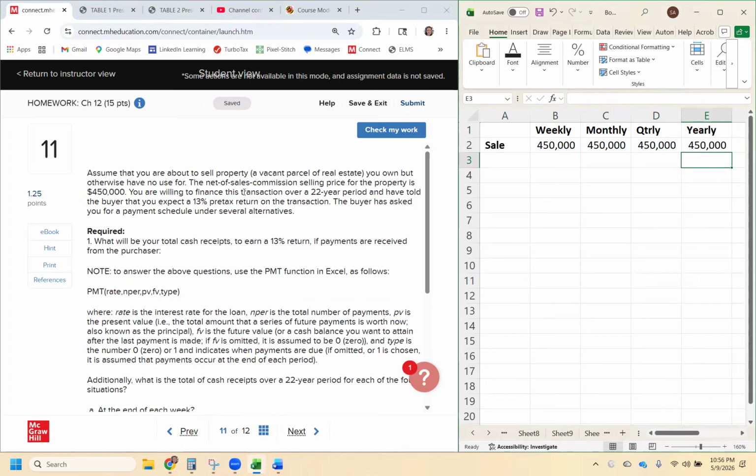Okay, you're willing to finance the transaction over a 22-year period. Wow, so you're going to hold the loan for the person who's buying it from you. So it's going to be 22 years, whether they pay you every week, month, year, quarter, it doesn't matter. It's still going to be 22 years. And you've told the buyer you expect a pre-tax return of 13%.